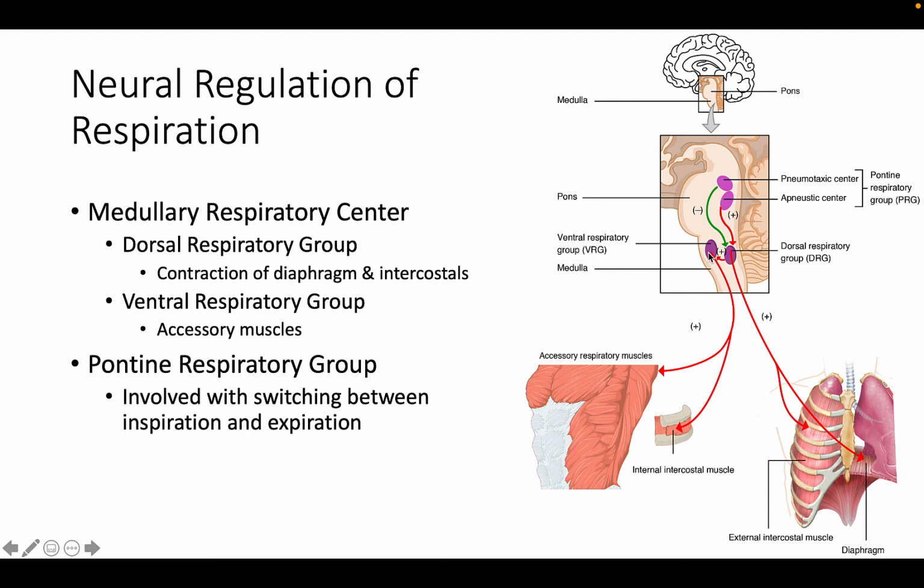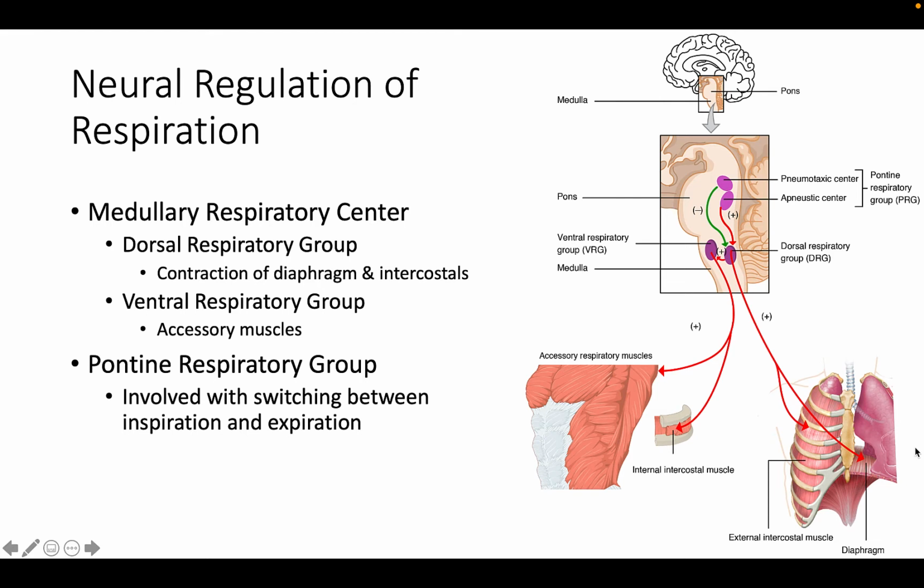The ventral respiratory group is involved in forced breathing, as the neurons in the ventral respiratory group stimulate accessory respiratory muscles that are involved in forced breathing to contract, resulting in forced inspiration. The ventral respiratory group also stimulates the accessory muscles that are involved in forced expiration to contract.